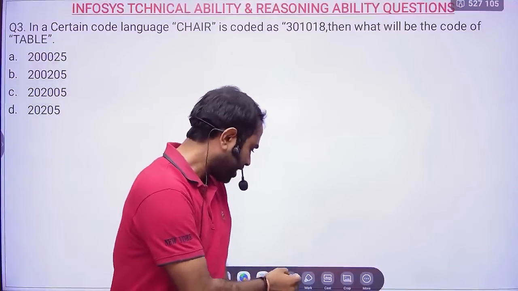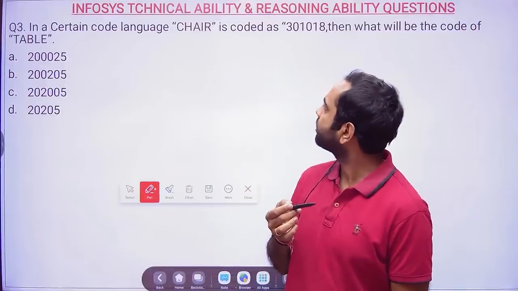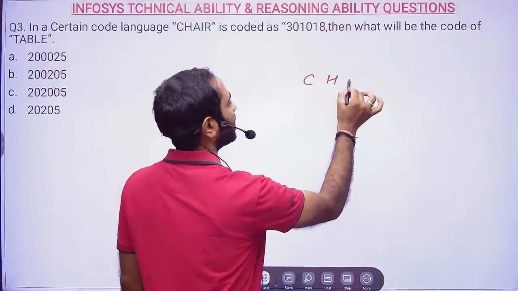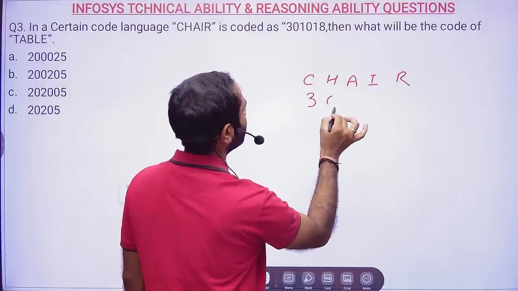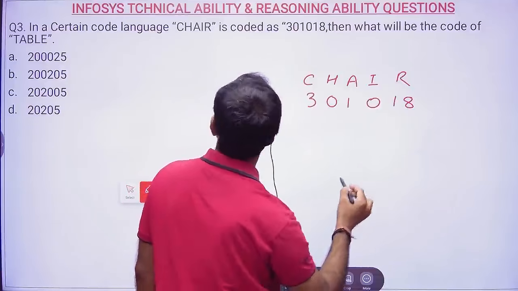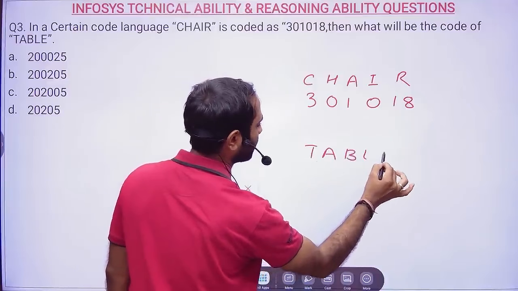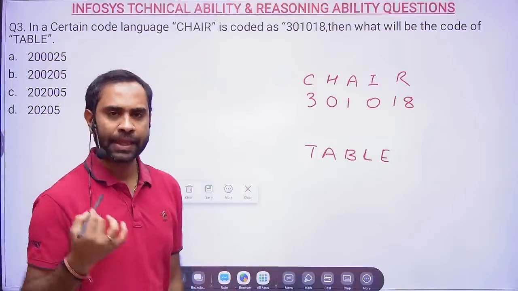Now, question number 3. In a certain code language, chair is coded as 301018. Then what will be the code of table? This is a tricky question.